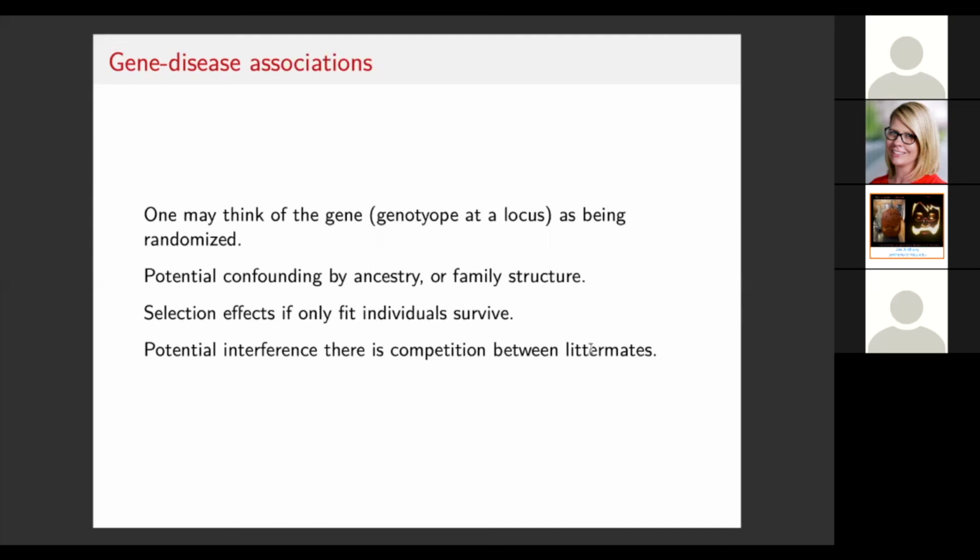For example, if there is a body weight or a body size locus, it is possible that if there are limits on resources, then the fact that an individual has increased body size due to the gene could have an effect on other individuals who do or do not have the same gene.